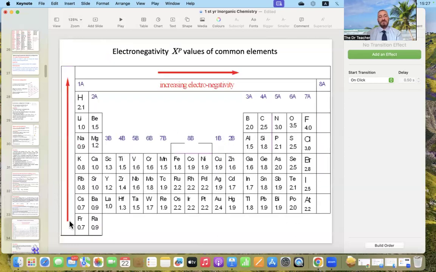Now you see the Pauling values of electronegativity for common elements from lower to upper. Francium 0.7, cesium 0.7, rubidium 0.8, potassium 0.8, sodium 0.9, lithium 1, hydrogen 2.1. Going from left to right, we can see an increase in electronegativity: lithium 1, beryllium 1.5, boron 2, carbon 2.5, and so on until fluorine is 4.